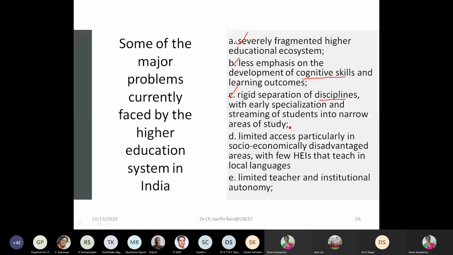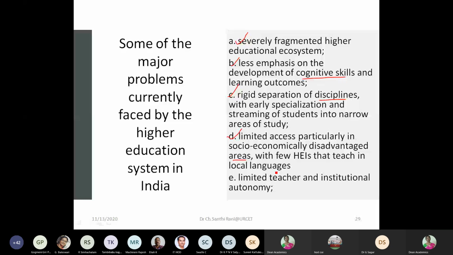That means, if you see some village people, they travel larger distances to study in an engineering college or in a degree college, right? So limited access, particularly in socio-economically disadvantaged areas. There are some areas where access to higher education is very limited. So that is another disadvantage. With few higher educational institutions that teach in local languages.